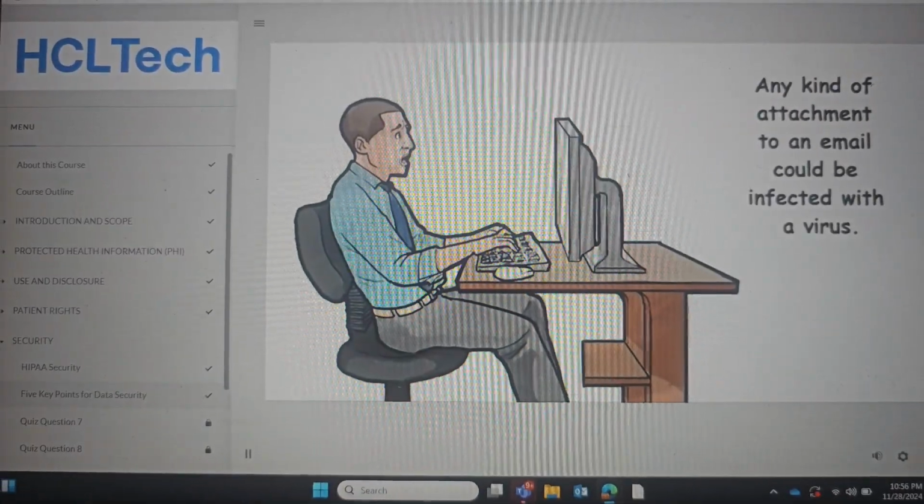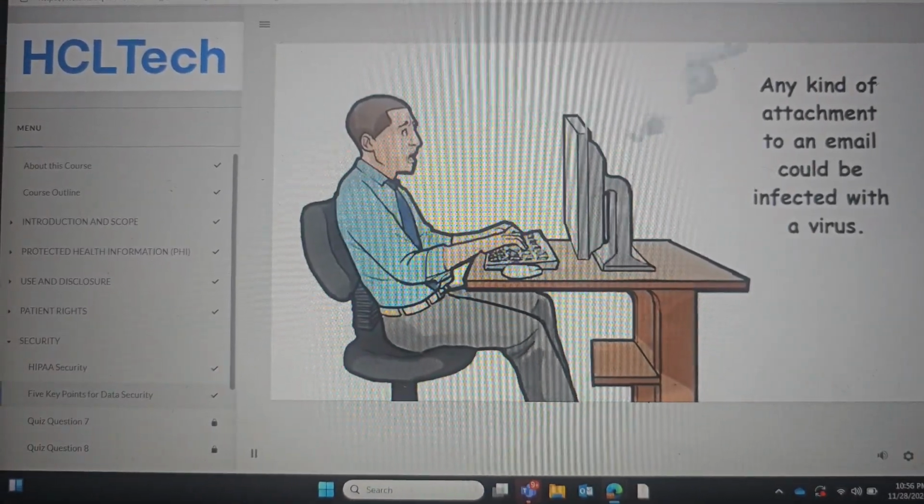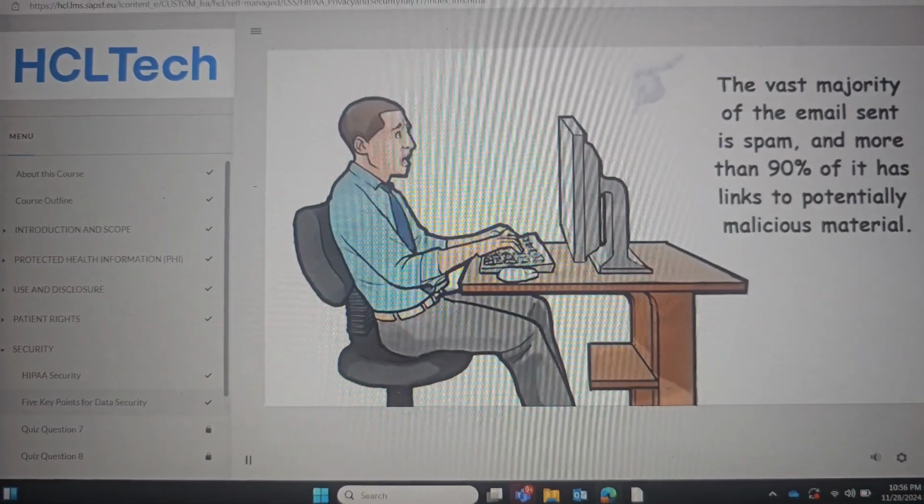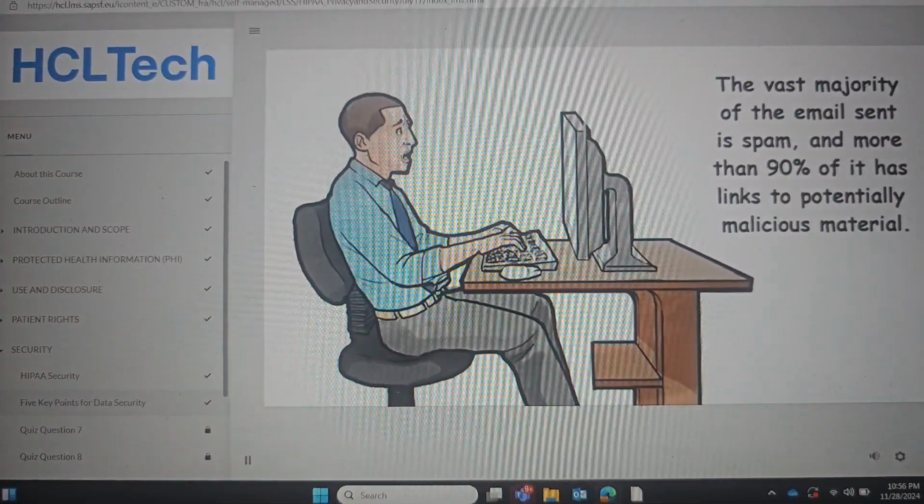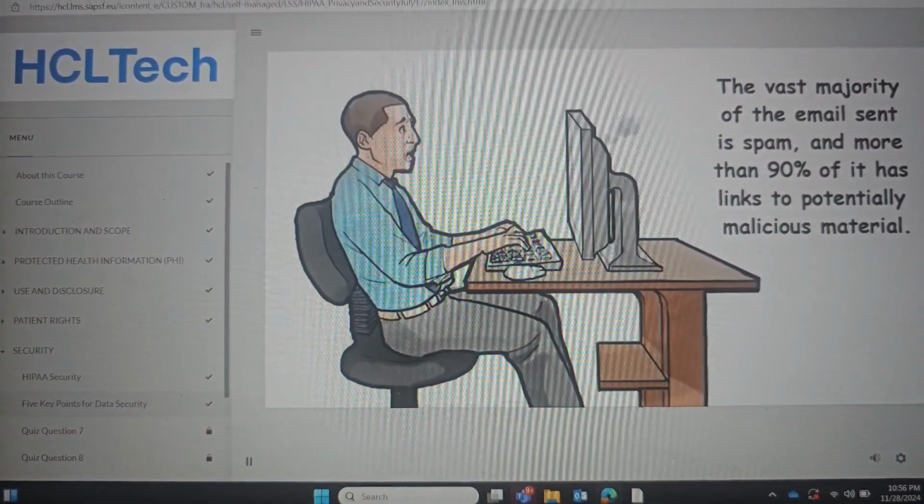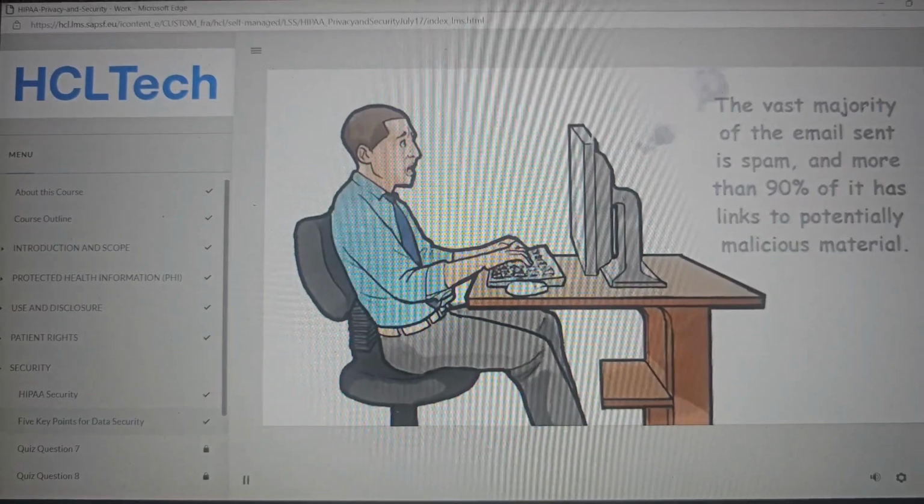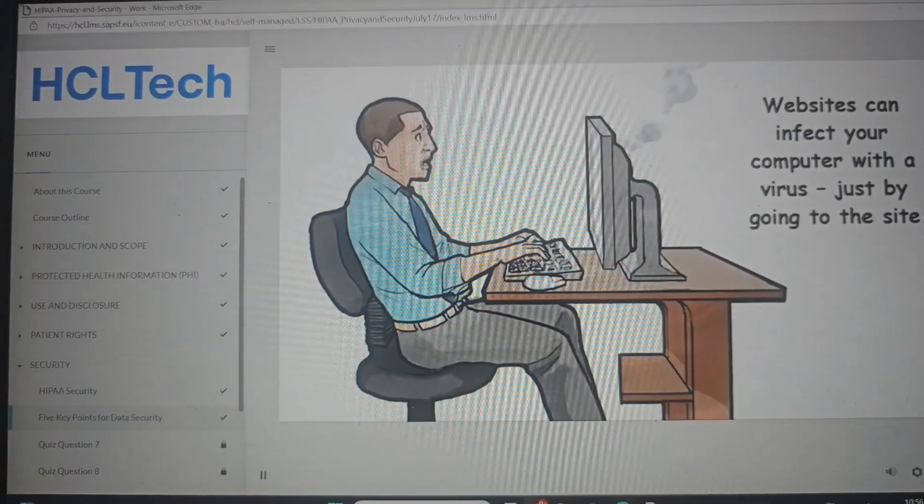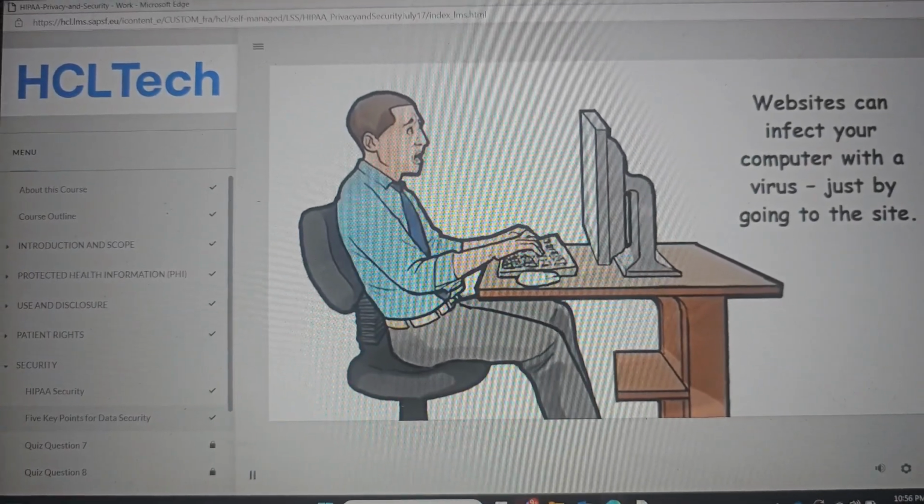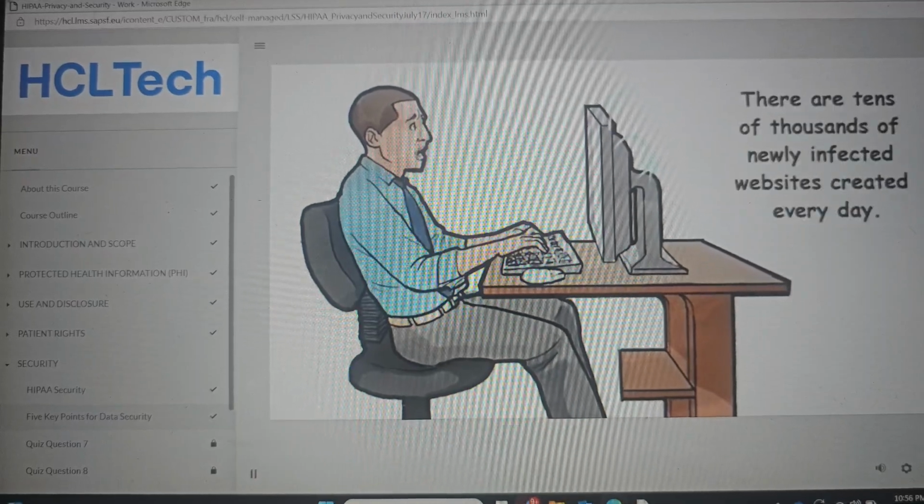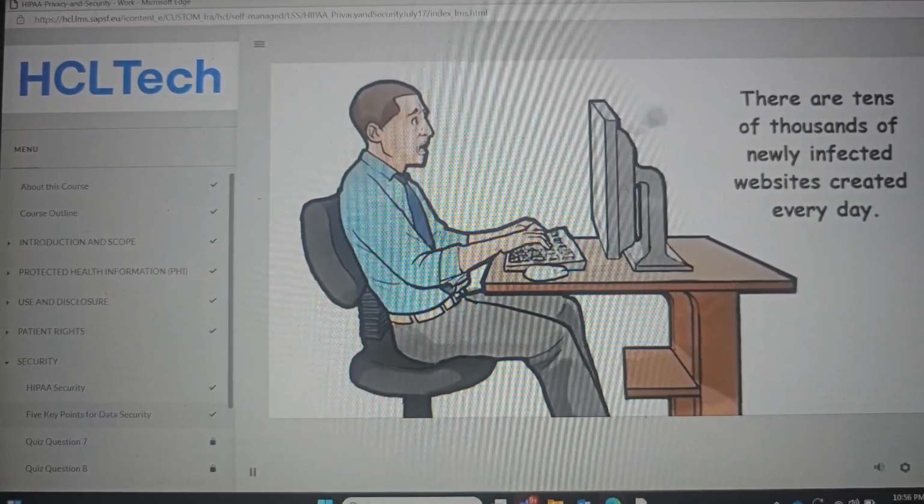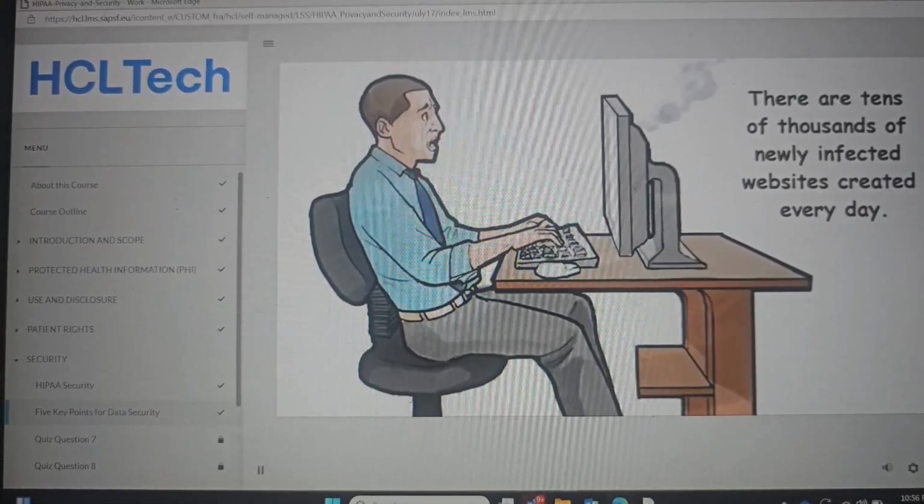Any kind of attachment to an email could be infected with a virus. The vast majority of emails sent is spam, and more than 90% of it has links to potentially malicious material. Websites can infect your computer with a virus just by going to the site. There are tens of thousands of newly infected websites created every day.